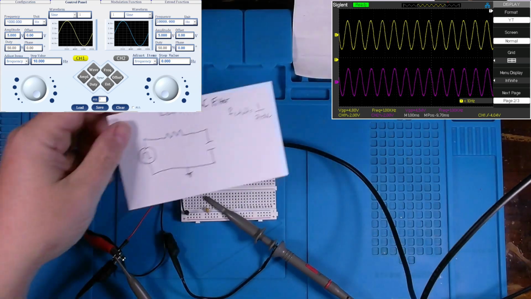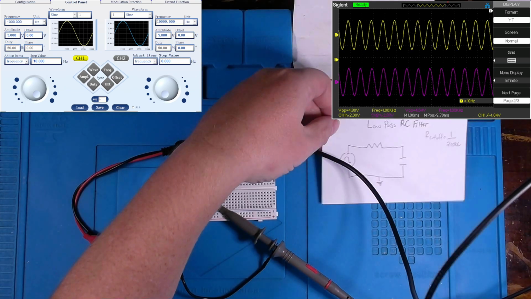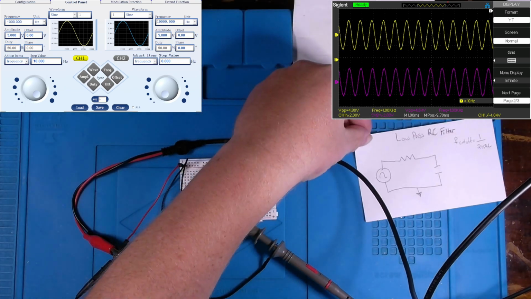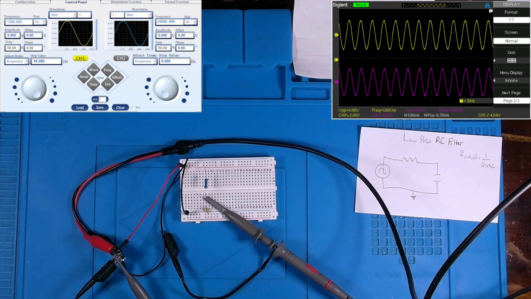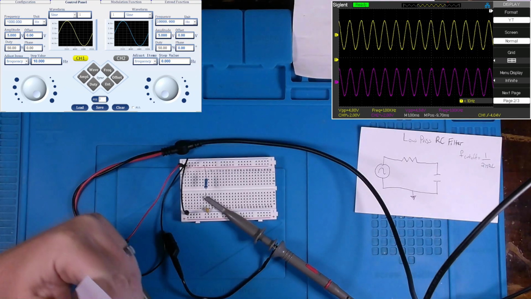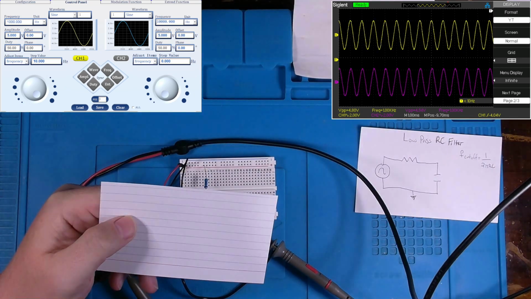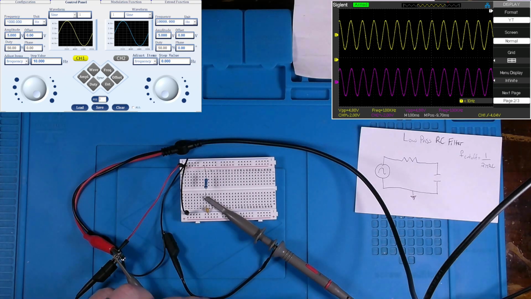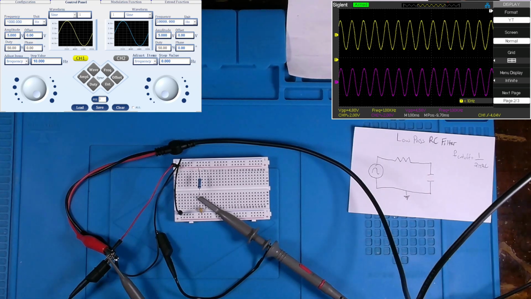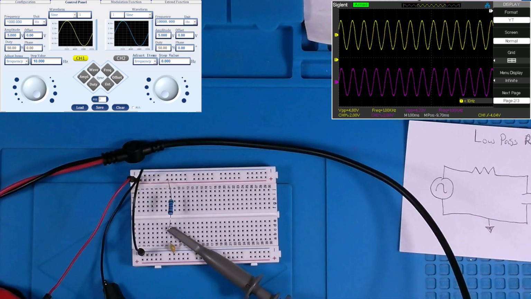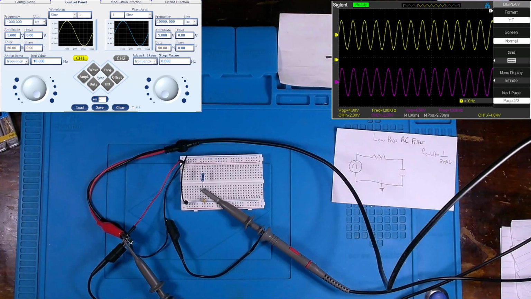So what I've done, if I can get this still into the shot over here, is I wanted to establish a cutoff frequency, and I'll zoom out a tad bit here. Ooh, wrong way. There we go.